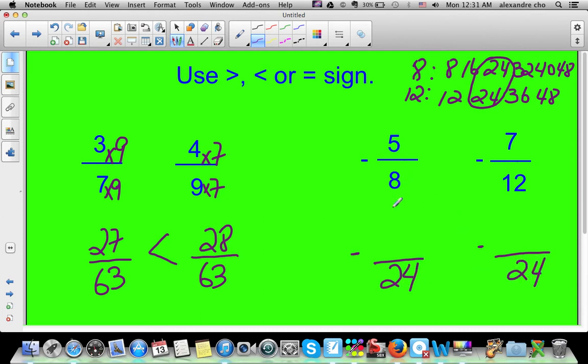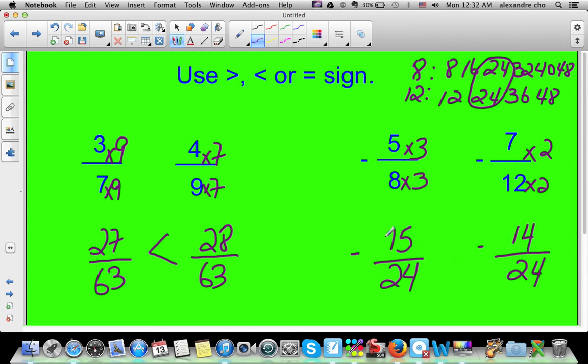So 8, how does it become a 24? I multiply by 3. I multiply the bottom by 3. I multiply the top by 3. That gives me 15. 12 over 12 becomes a 24 by multiplying by 2. So the top by 2.